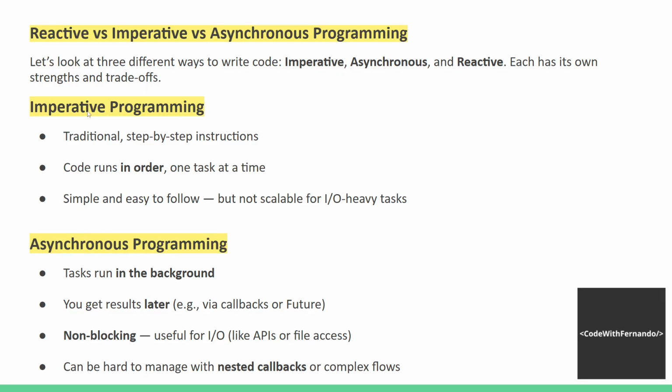Okay, let's begin with imperative programming. It's traditional step-by-step instructions. Code runs in order, one task at a time. Simple and easy to follow. Okay. Then we have asynchronous programming. Tasks run in the background. You get the results later using callbacks or futures. Non-blocking. Okay, this is important. This is non-blocking. Okay, but we have to manage nested callbacks, or what we also call callback hell.